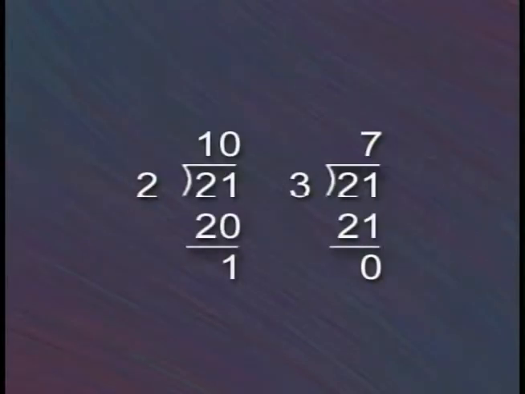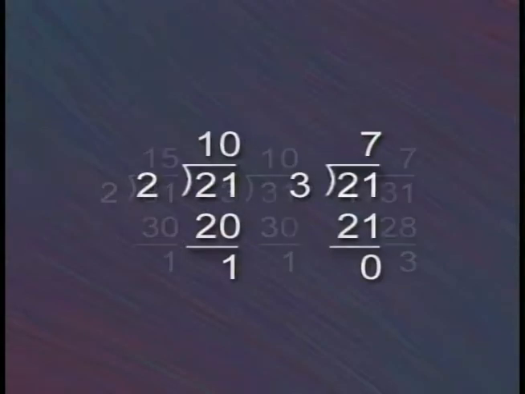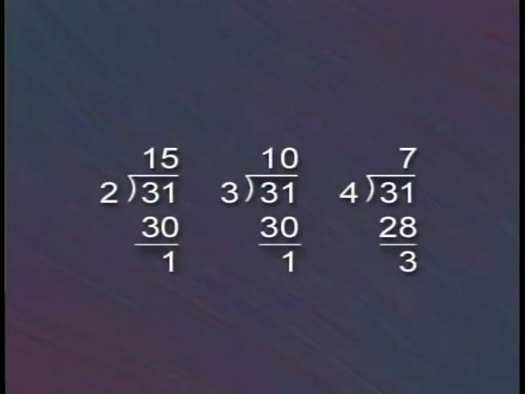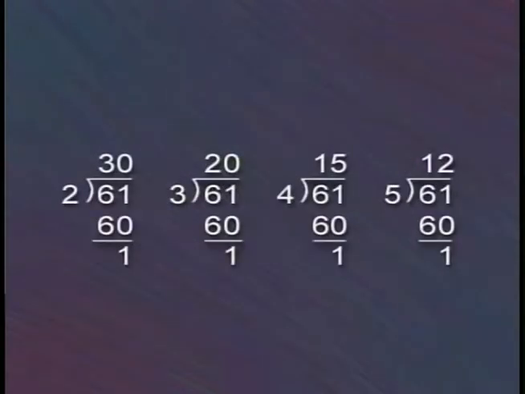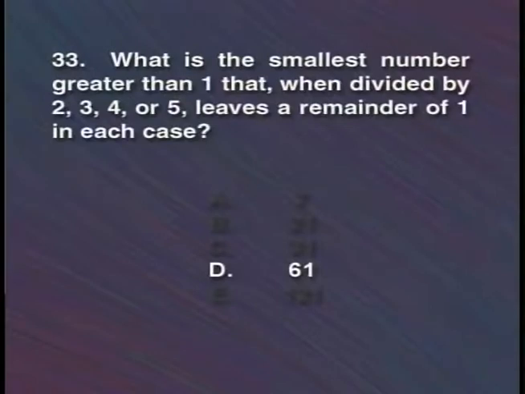21 divided by 3 leaves a remainder of 0, so that doesn't work. 31 divided by 4 leaves a remainder of 3, so that doesn't work. 61, however, leaves a remainder of 1 when divided by 2, 3, 4, and 5. So 61 is the smallest number. The correct answer is D.